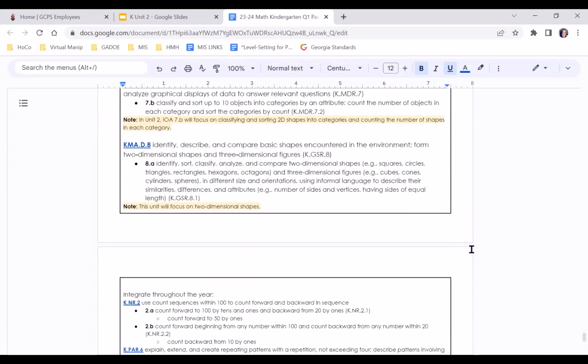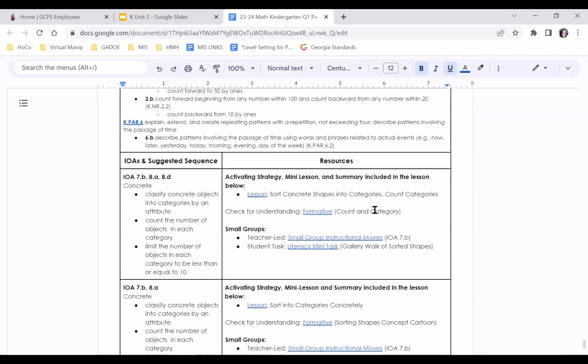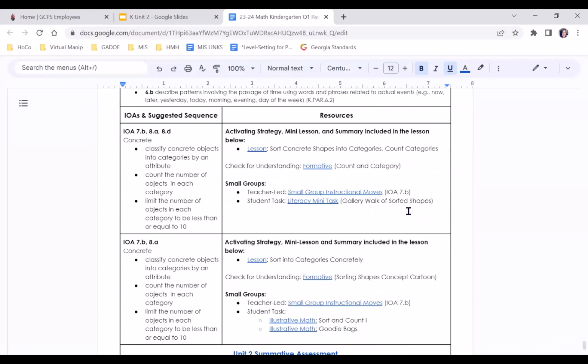We will wrap up Unit 2 with IOA 7.B with a suggested pacing of about 2 days, where students will classify concrete objects, specifically 2D shapes, into categories by an attribute and count the number of objects in each category. But the category count should not exceed 10. This means there may be a total of more than 10 objects, but after the objects are sorted, there will be 10 or less in each category, allowing students to count the number of objects in each category and represent the amount with a written numeral.